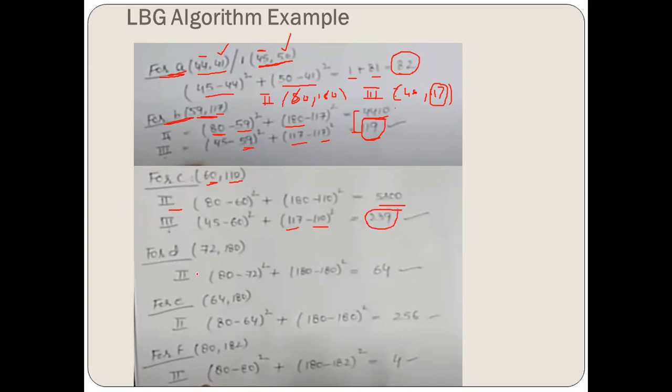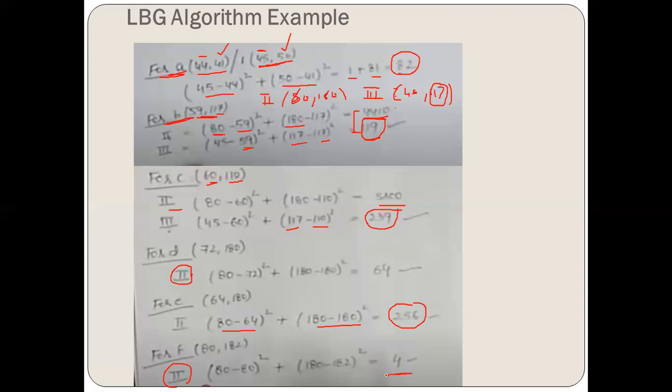For D, we are finding out the difference. 80 minus 72 with the help of second region plus 180 minus 180. So the answer is 64. For E, we are finding out the same way. 80 minus 64 whole square plus 180 minus 180 whole square. The value is 256. And lastly for F, it was close to region 2. So how are we going to find out? 80 minus 80 plus 180 minus 182 whole square. So it is equal to 4.